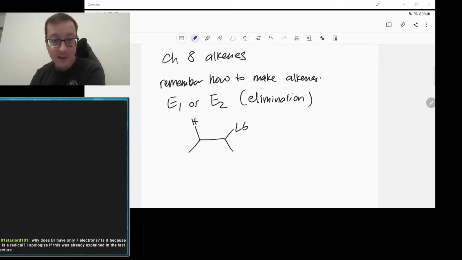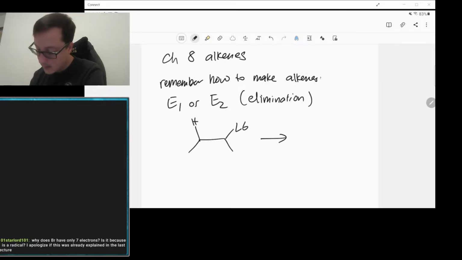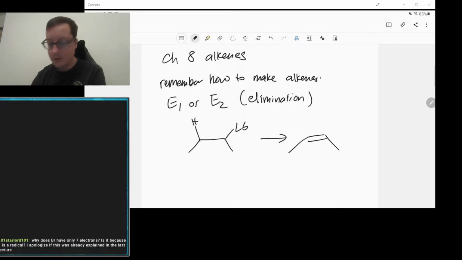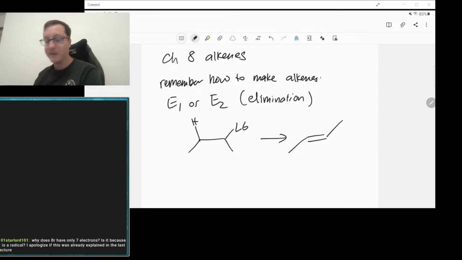Depending on the type of elimination, we would either form a carbocation or not, and we would end up making an alkene. I've got a cis one here, but we'd make the trans one too. In this case, we would get the trans one primarily, and then we would have the cis one as a side product.